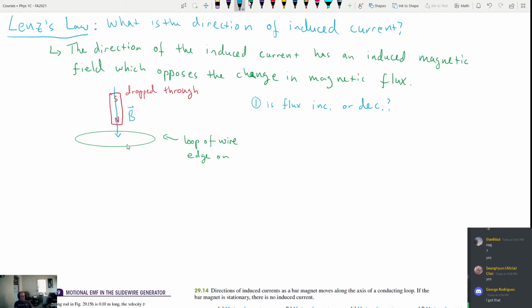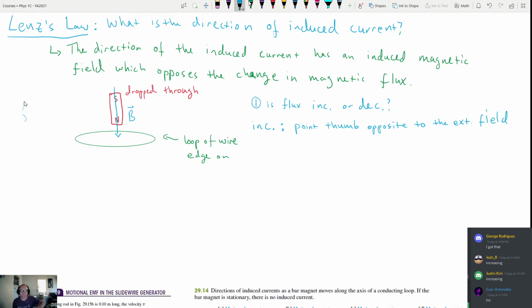Are there more or fewer field lines flowing through this? It's increasing, okay? So when you have increasing, here's what you do. Point your thumb opposite to the external field. Okay? So the external field is down, right? So flip it, basically. Flip your thumb upside down, okay? So do that with me. Point your thumb this way, okay? Point your thumb opposite to the external field.